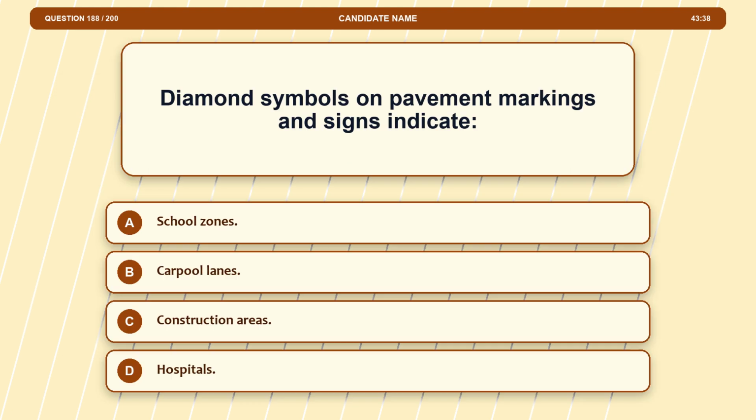Question 188. Diamond symbols on pavement markings and signs indicate: Option A. School zones. Option B. Carpool lanes. Option C. Construction areas. Option D. Hospitals.